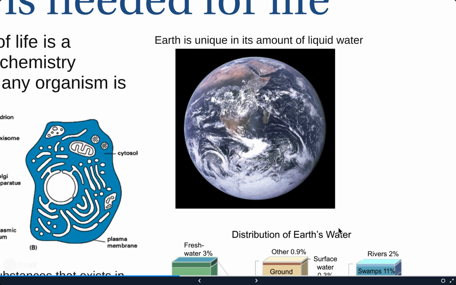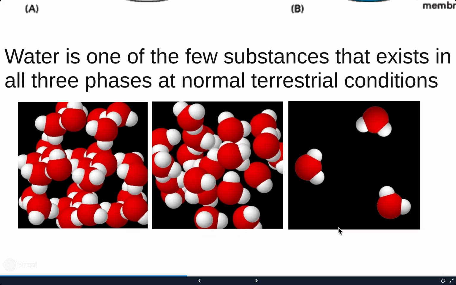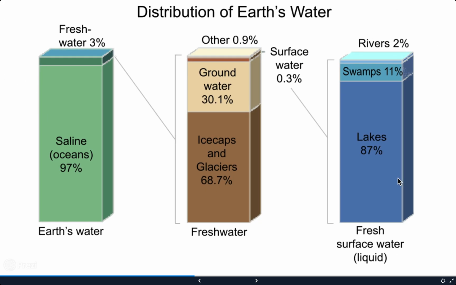So if you look here, also, water is one of the few substances that exists in all three phases at normal terrestrial conditions. So you're looking at ice here on the far right, liquid water, and then gaseous phase. So water is unique in that it can go through all three phases. And if you look here, you can see the distribution of Earth's water. So most of our water is salt water, 97%, fresh water 3%.